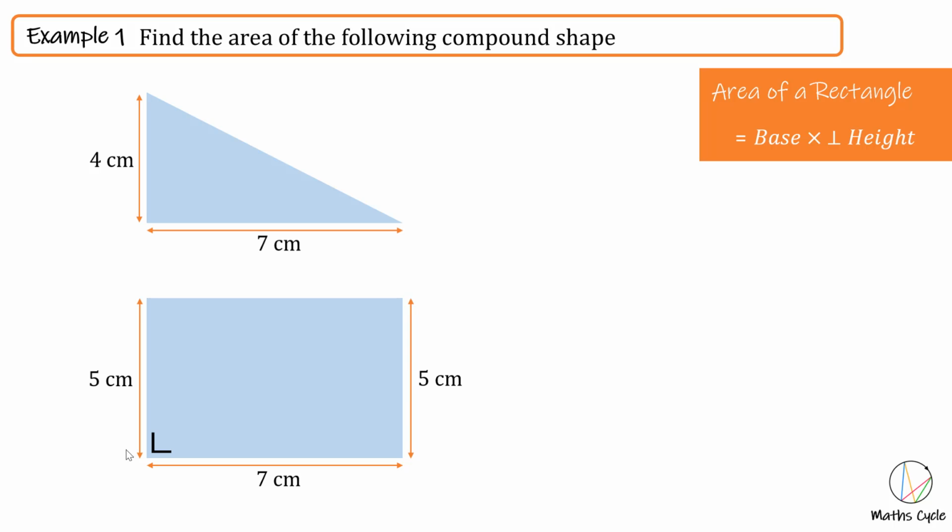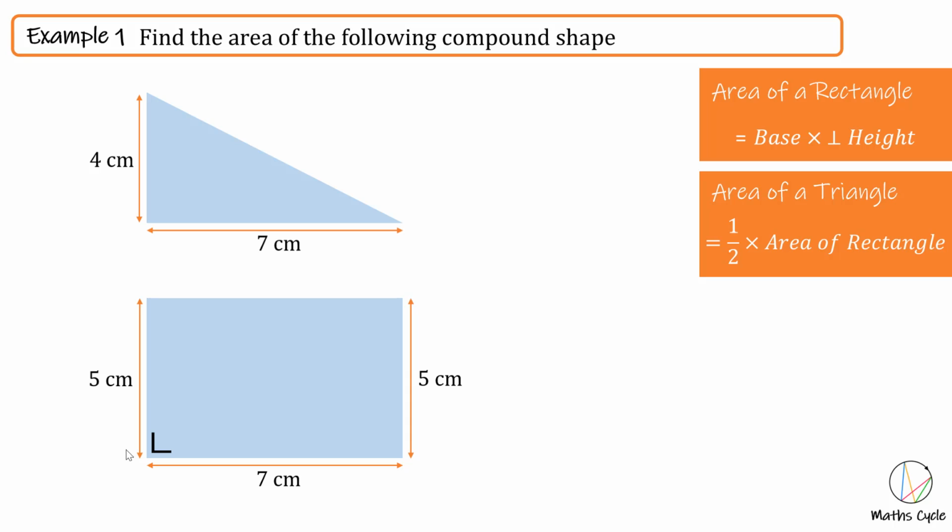Now, the area of a triangle is actually half the area of a rectangle. So the formula we use for a triangle is half the base by the perpendicular height. Okay, and that's the one you have from primary school. Half of the base by the perpendicular height is half multiplied by the base multiplied by the perpendicular height.